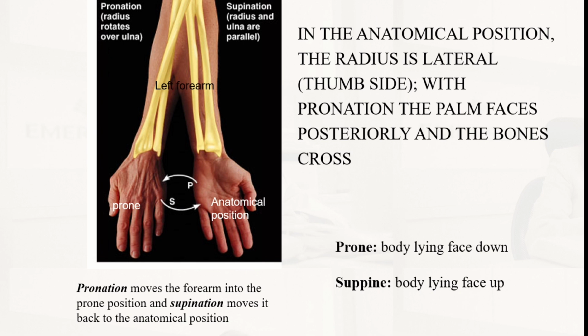So in the anatomical position, the radius is lateral on the thumb side, like we explained. Then with pronation the palm faces posteriorly and the bones cross each other. So that's why it's very important to know where your radius is from the thumb. Then pronation is when you move the forearm into the prone position. Then supination will move it back into the anatomical position. So prone means the body is facing down, then supine the body is lying face up.